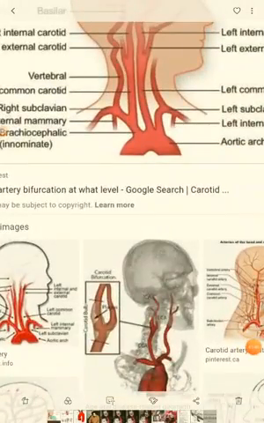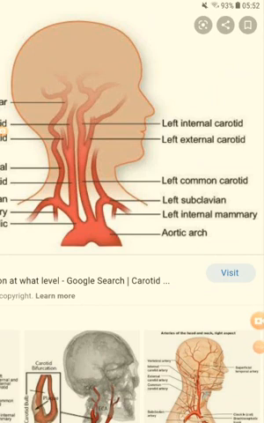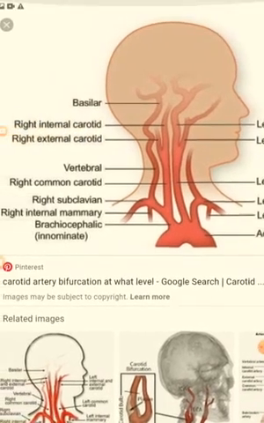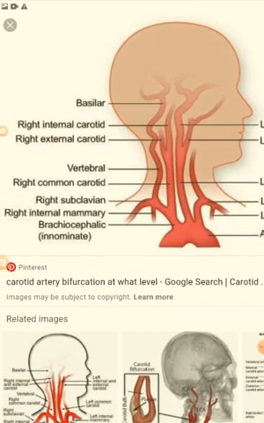Just at the upper border of the thyroid cartilage, the left common carotid artery divides into a left internal carotid and left external carotid, just like the right common carotid, which divides into right internal carotid and right external carotid. And through these two branches, that is internal carotid and external carotid, they supply all the areas of the brain and different facial structures that we will discuss later on.